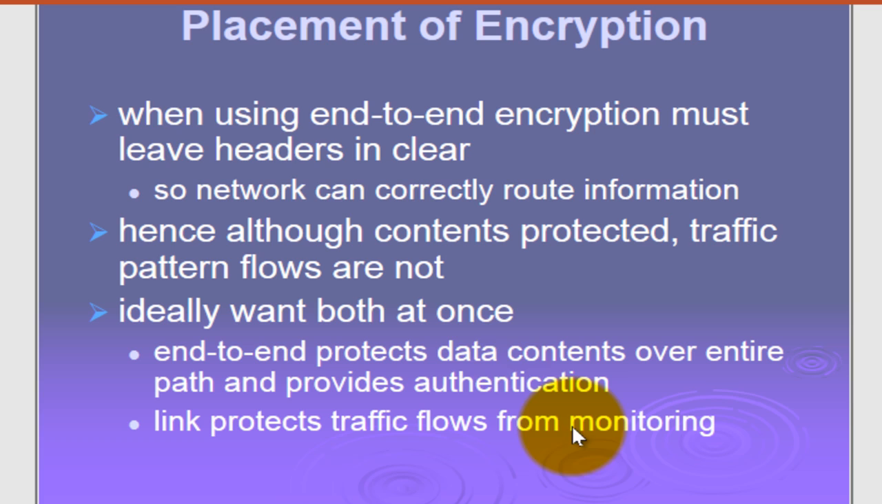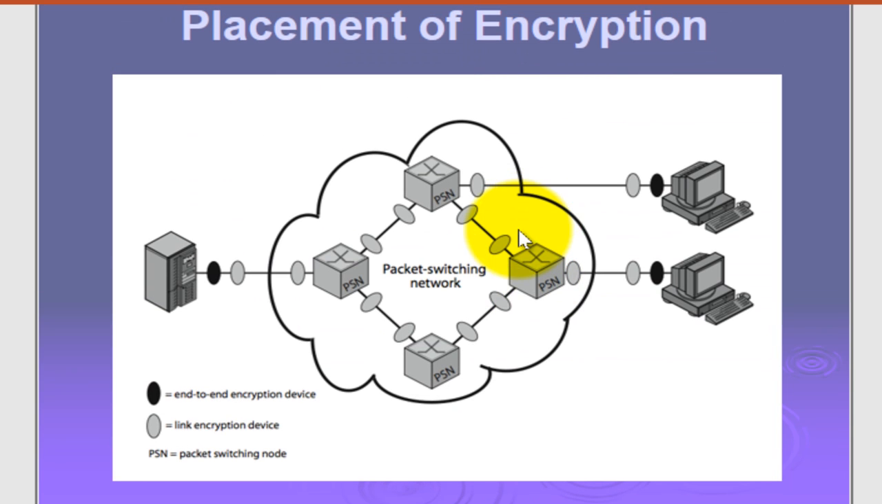So you can better understand. If you go into the details of end-to-end encryption, when using end-to-end encryption, you must leave headers in clear, so the network can correctly route information. So you can see when you are doing end-to-end encryption, for transferring data to the network, you have to encrypt only the original data.